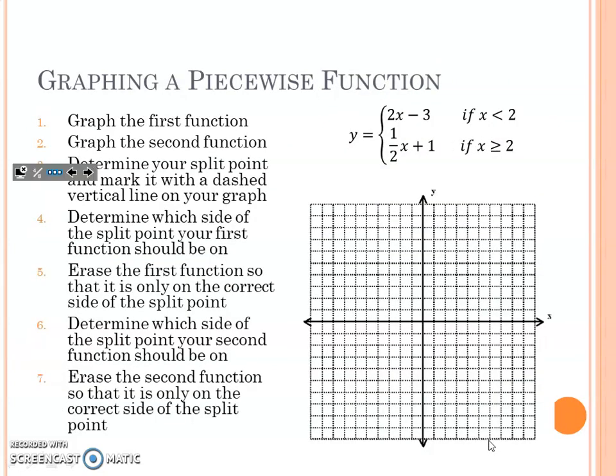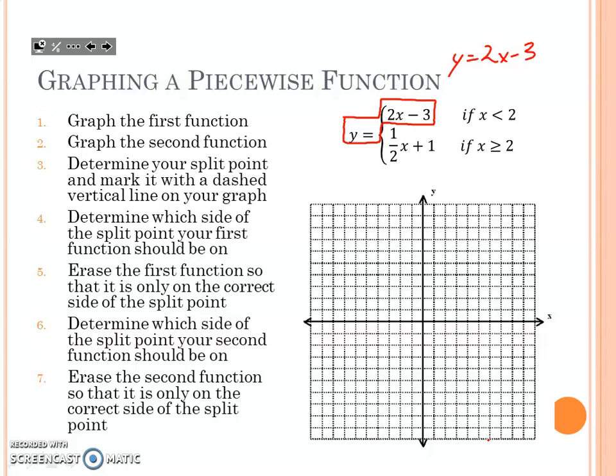Starting out, the first thing I do is graph the first function and then graph the second function. I graph the whole thing. First, I identify my first function: y equals 2x minus 3. I write these out as y equals 2x minus 3, because a lot of times that helps people to see. It's in y equals mx plus b form, so the y-intercept is at -3.